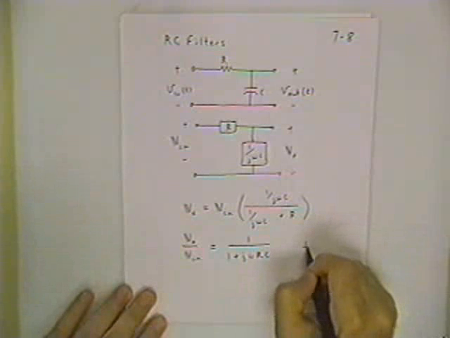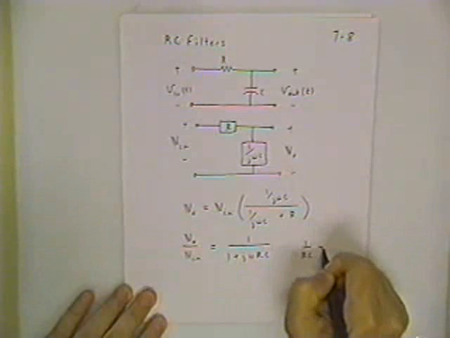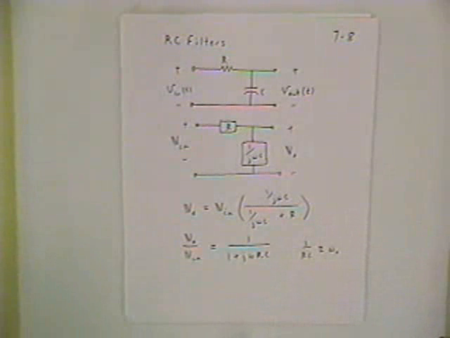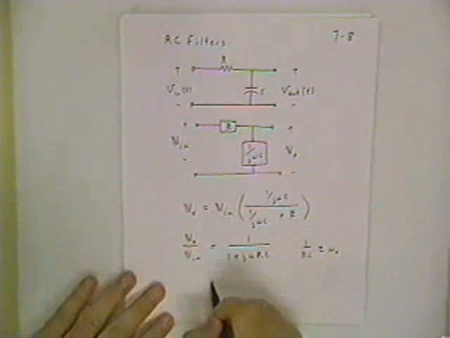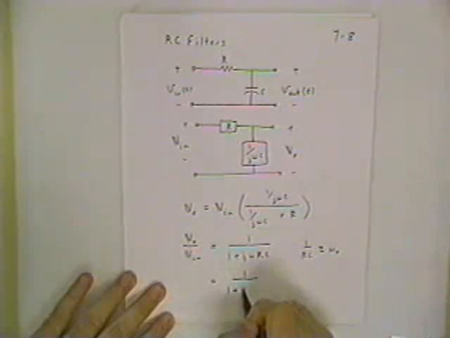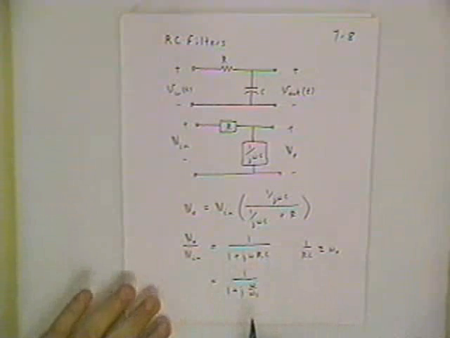What we can do is define 1 over RC to be a special frequency for this circuit. It happens to be called the cutoff frequency, and we can redefine our problem this way: 1 over 1 plus j omega over omega naught.